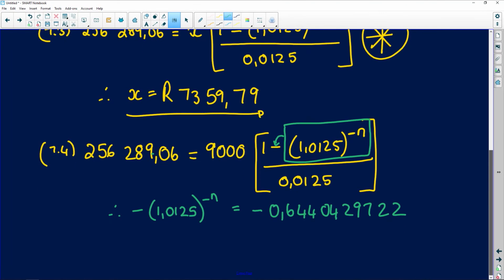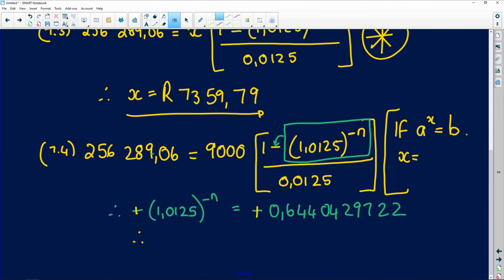Okay, let's go beyond this step. We can see that the negatives are going to cancel out, so they're going to become positive. So what do I do? Well, this is the theory that you need to know to continue: if a to the x is equal to b, and I want to find x, we all agree that a and b will never be the same. It's two different letters in the alphabet. So to get to the x, we need to bring in logs. The power x is equal to the log of b divided by the log of a.